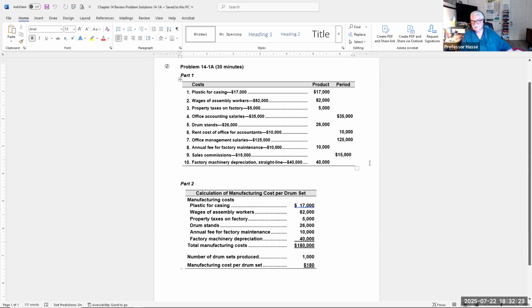So remember, when a company determines the cost of manufacturing a drum set, they want to make sure that their retail price per drum is far north of $180, so they have that margin to cover their period costs and make a profit as well. So that's why this is so important.